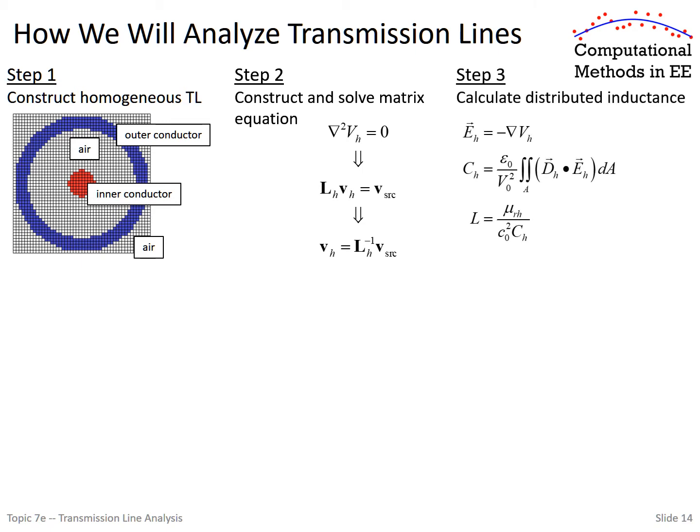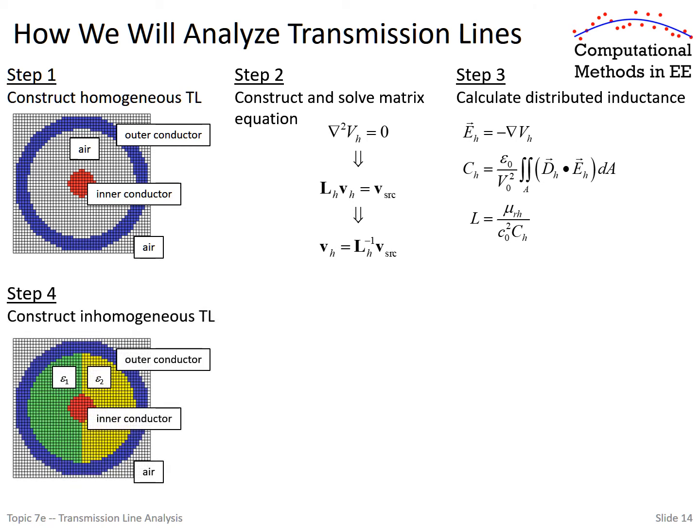Once we have that, we calculate the electric field E from the negative gradient. We will calculate the electric flux density D as the permittivity times the electric field E. We'll then integrate the dot product of D and E to get the distributed capacitance for the homogeneous case. And then finally, from that, we get the distributed inductance of the line.